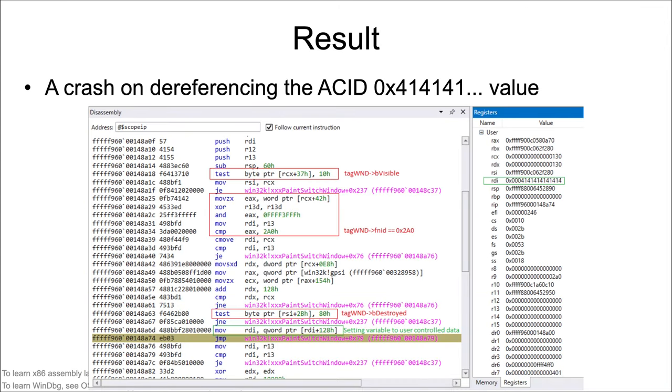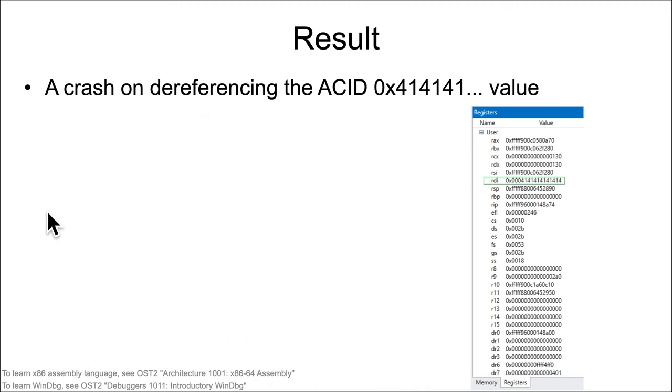So here's what you would see in a debugger like WinDbg, but of course we can't assume that you know assembly in this class. You can also learn assembly by taking the OST2 Architecture 1001, and we also teach WinDbg. The important thing here is that, based on that previous exploit code, there was a crash on the dereferencing of RDI, which is indeed ACID. That is why we use that 4141 value. If that starts showing up somewhere in registers or in crash dumps, then we know that attacker-controlled input has been used and controlled in some way.